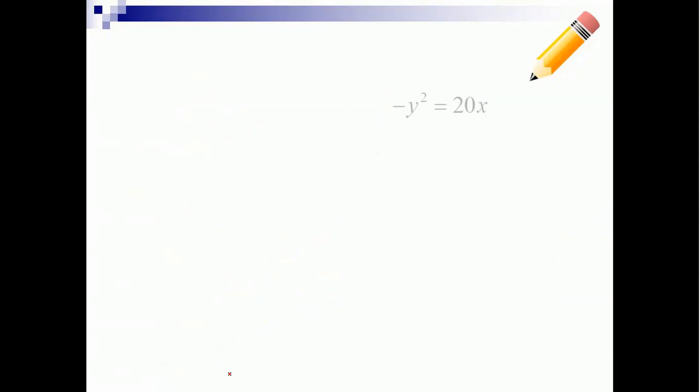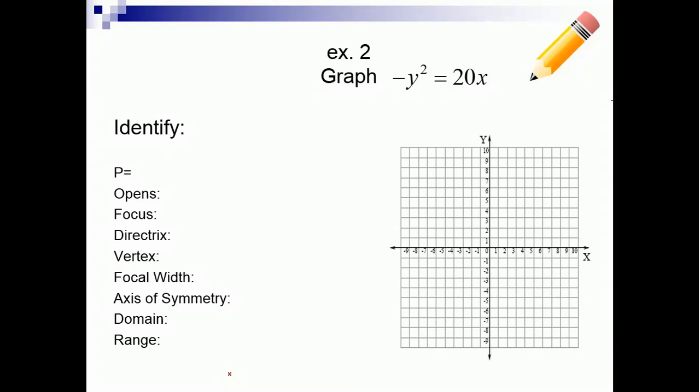Let's try another one here. So I have the problem negative y squared equals 20x. Hold on. There's a negative in front of that y squared. We can't have that. So let's get that negative 1 that's in front of that y squared away. Okay? Let's make it look nice. So I'll get y squared equals negative 20x. Cool.